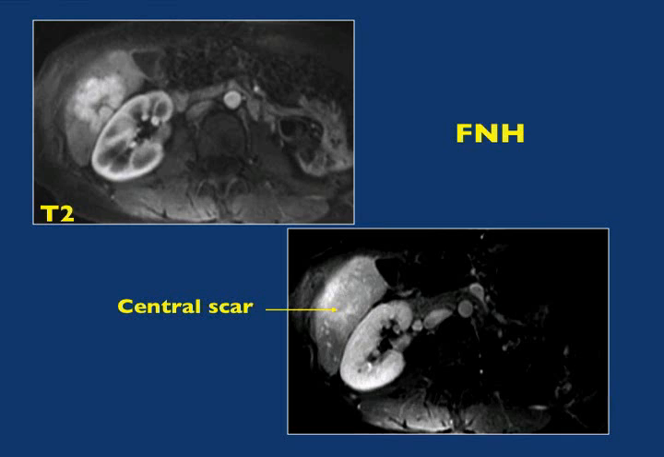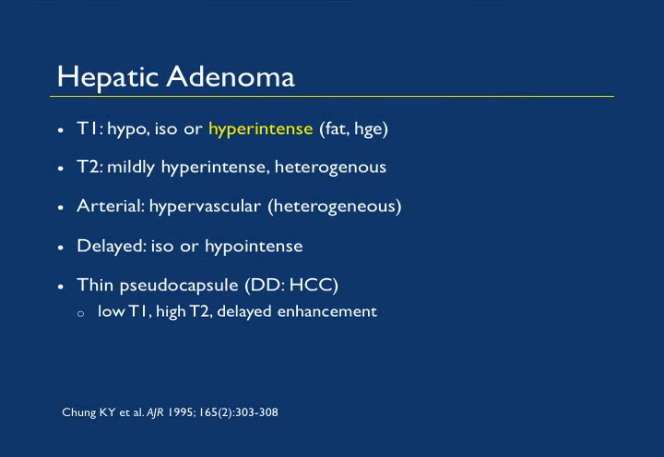Focal nodular hyperplasias are quite common. They are benign in nature, and no intervention is needed. The other type of benign lesion is a hepatic adenoma. They can be hyperintense in T1 as well as in T2. One of the important features of hepatic adenoma is they have fat.